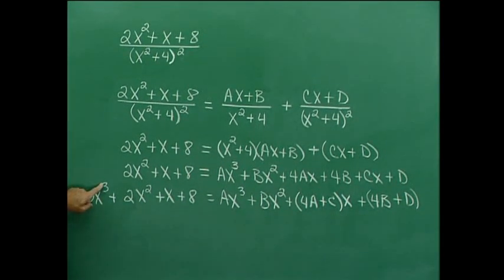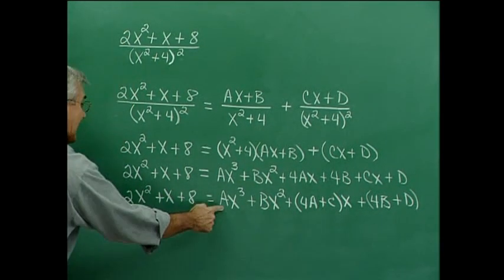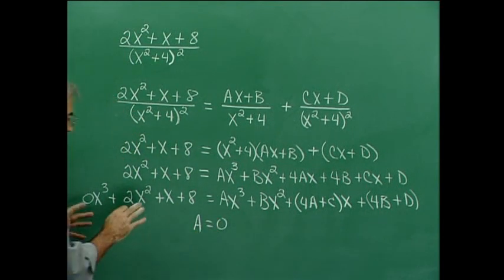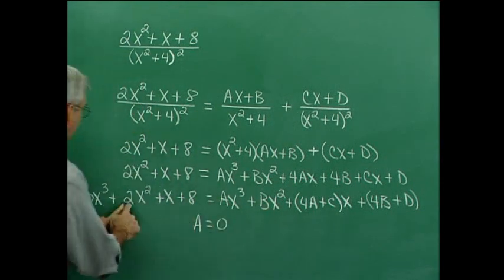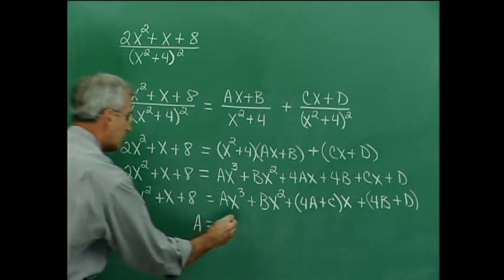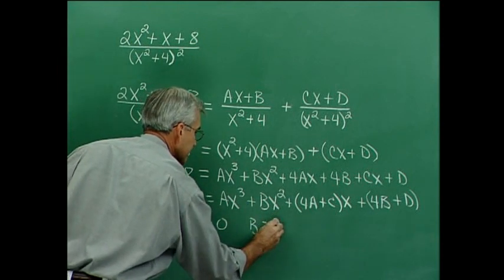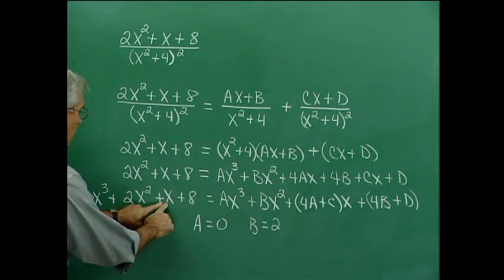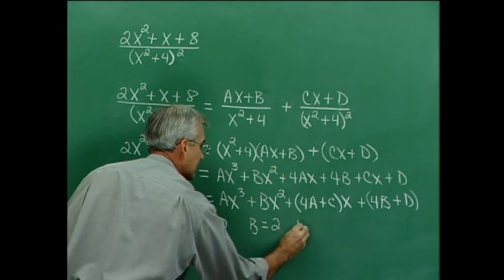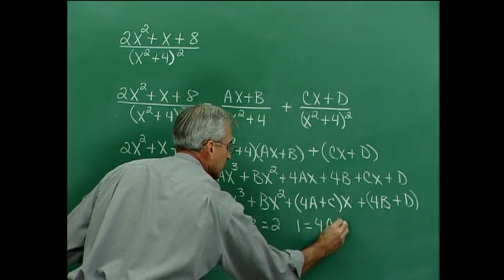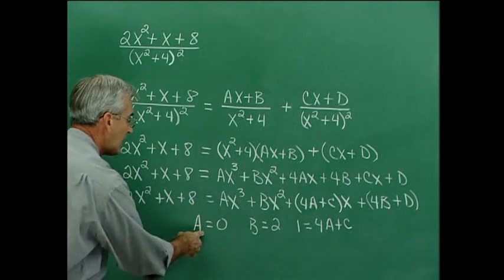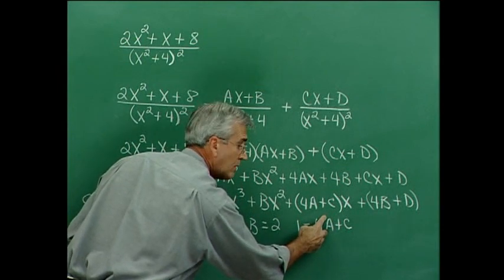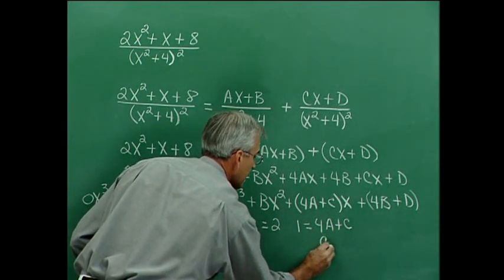We have 0x cubed here, we have ax cubed here. Oh, a then is 0. So a is 0. Now let's see what else. We have bx squared here. We have 2x squared here. So b must be equal to 2. We have 4a plus c times x over there, but we have 1x over here. So then 1 must be equal to 4a plus c. But wait a second, we have a value of a. A is 0. Well then 4a means 0, you see. Then plus c. C is 1 then.